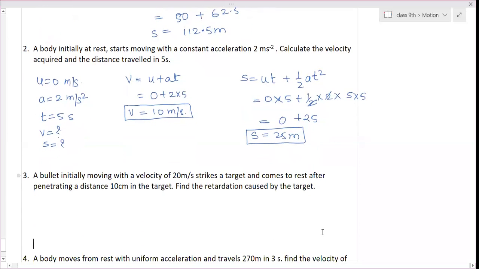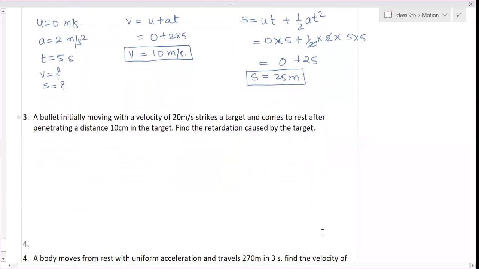A bullet initially moving with a velocity of 20 meter per second strikes a target, suppose it is a tree, wall, anywhere, and comes to rest. So that means finally it stopped after penetrating a distance of 10 centimeter in the target. So distance covered is 10 centimeter. Find the retardation caused by the target.